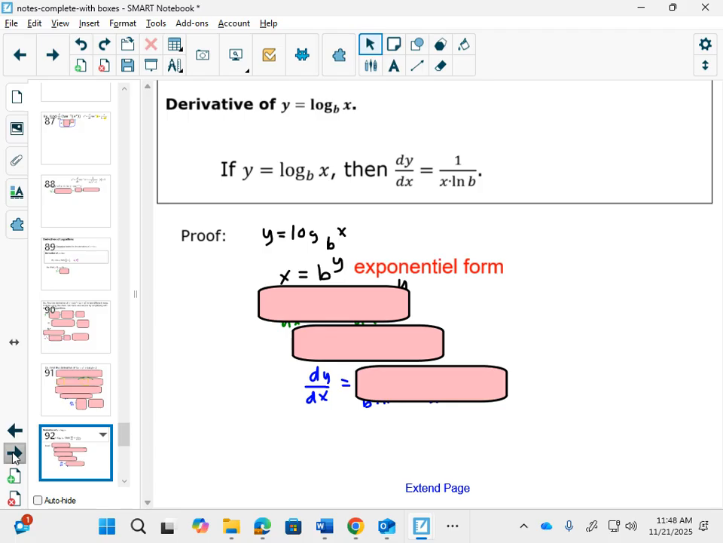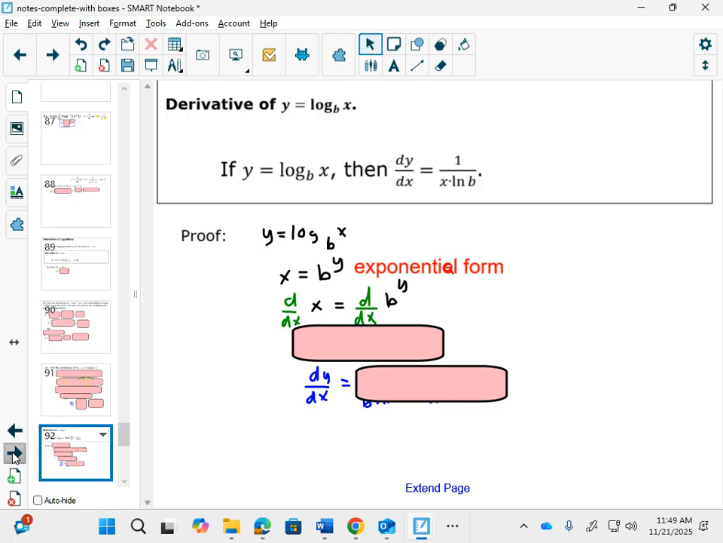And in exponential form, sorry, spelling mistake there. That's an A. In exponential form, I could do implicit differentiation of both sides. But you're going to have to tell me, do you remember what the derivative of b to the y is?